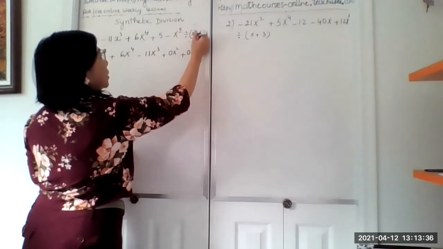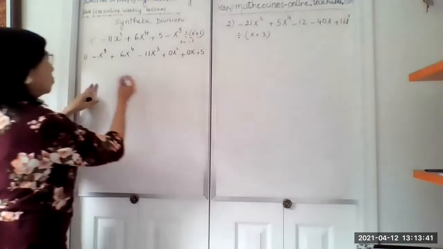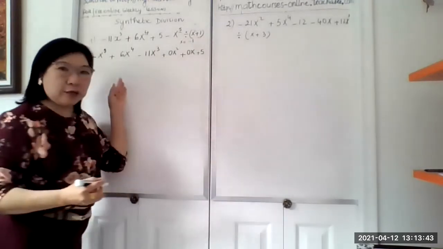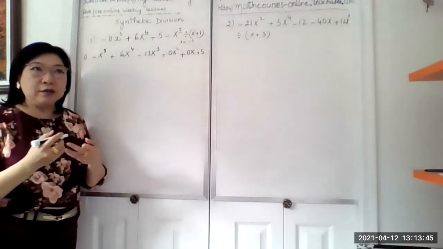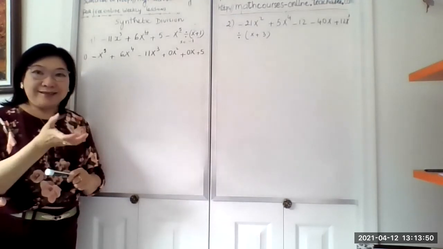So we know from this divisor, we know x equals minus 1. So we're going to establish the way like we do long division. However, long division and synthetic division are opposite, right?